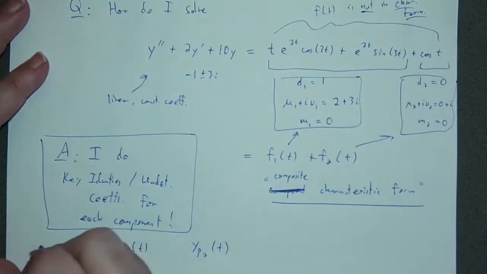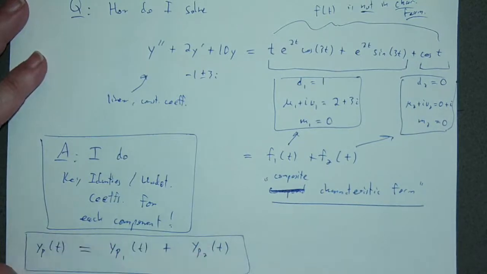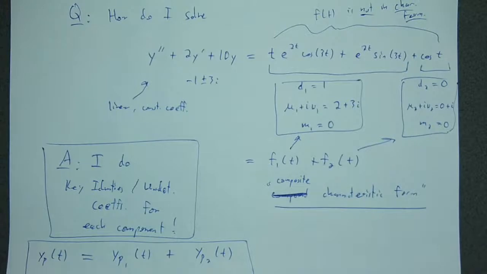And then what would your y sub p of t function be? The sum of those. Now, I did it here for two pieces. If this thing split into 10 pieces, where each of the 10 pieces was in its own characteristic form, you would have to do this process 10 times and then sum the results to get your particular solution. Okay? So this can be a headache, but yes, you can in fact do it.